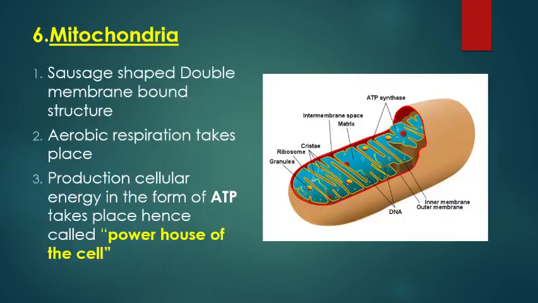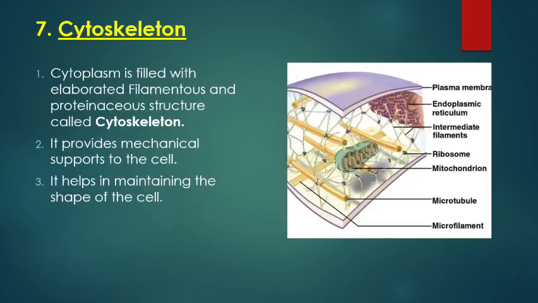Mitochondria, sausage-shaped double membrane-bound structure. Aerobic respiration takes place. Production of cellular energy in the form of ATP takes place, hence called the powerhouse of the cell. Cytoskeleton. Cytoplasm is filled with elaborate filamentous and proteinaceous structures called cytoskeleton. It provides mechanical support to the cell. It helps in maintaining the shape of the cell.